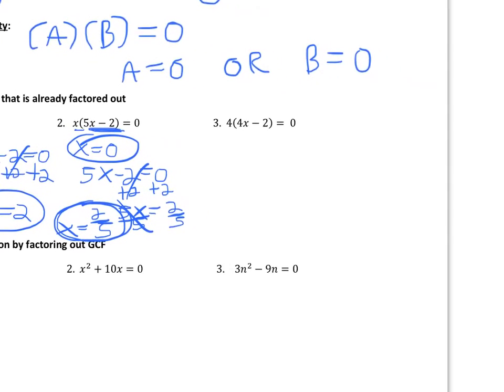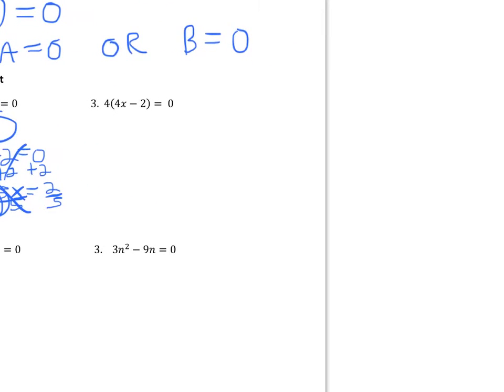Let's do number 3. We have 4 times the quantity 4x minus 2. This 4 is the GCF. Now this is a little bit different. If I set 4 equal to 0, it doesn't make sense. There's no variable. 4 is a constant, so it can never equal 0. So the only thing we care about is the factor 4x minus 2, because that has a variable.